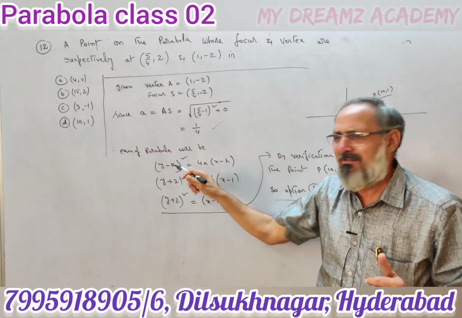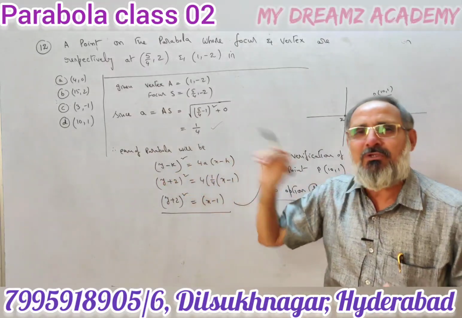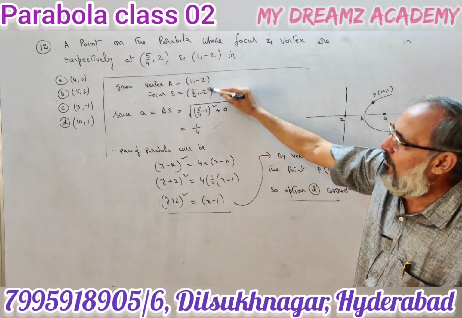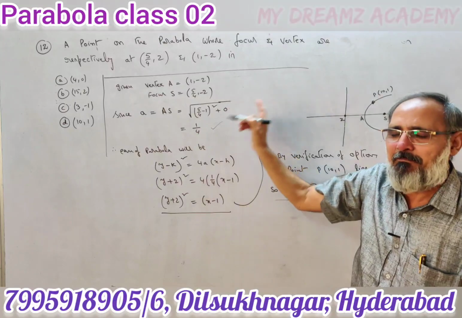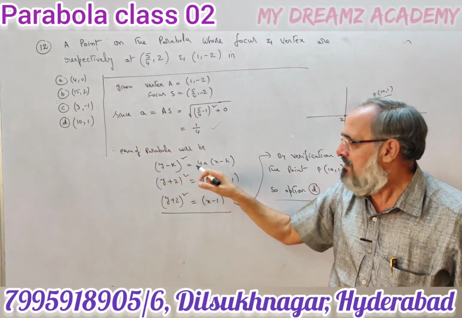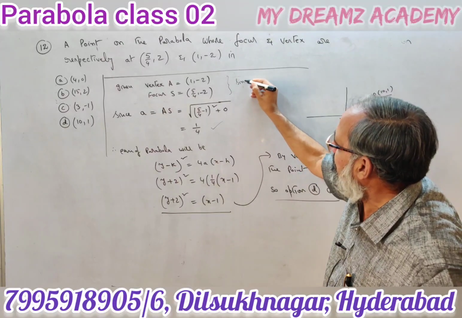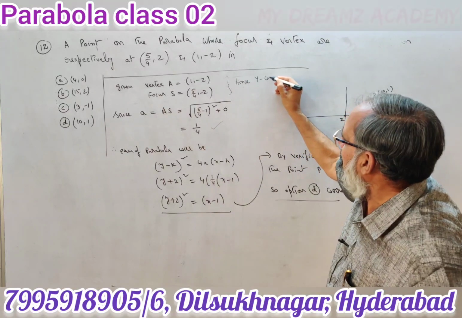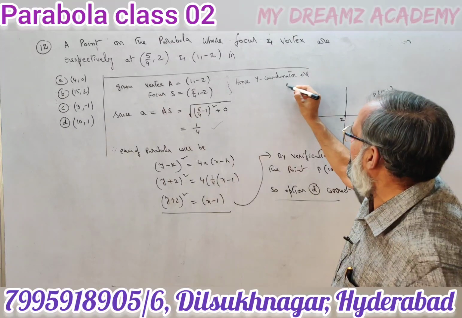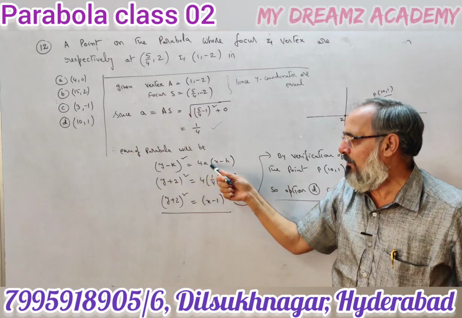Now a doubt comes: Sir, there are 4 types. (x minus h) whole square is also there, and minus is also there. How can you select this one? Observe that the focus and vertex y coordinates are equal. Therefore the parabola stretches towards the x-axis in the positive direction. Since the y coordinates are equal, the parabola equation is (y minus k) whole square equal to 4a into (x minus h).